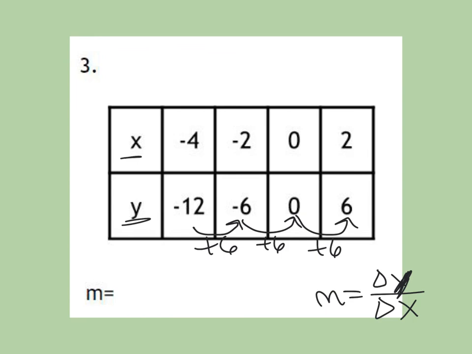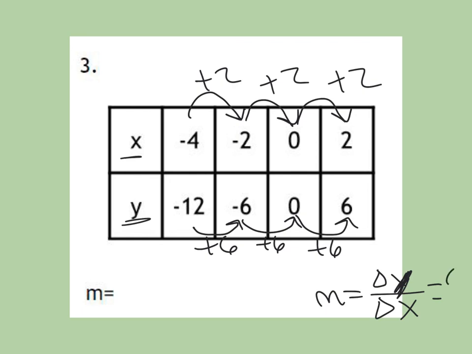And then I'll look for my change in x. Negative 4 to negative 2, I'm adding 2. Negative 2 to 0, I'm adding 2. 0 to 2, I'm adding 2. So then I'm going to go ahead and plug that into my formula. Change in y is going to be 6, change in x is going to be 2, and then I can actually reduce this one. 6 divided by 2 is going to get me 3, and that'll be my final answer.